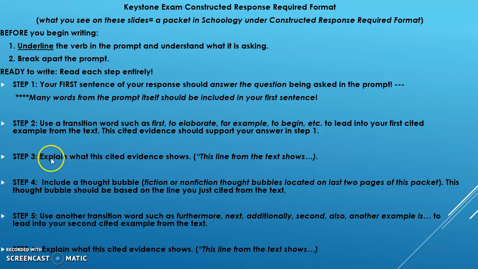Step 3, now I need to explain what the cited evidence shows. So in step 2, I literally cited from the text. Step 3, I'm literally going to write, this line from the text shows. Tell me what it shows. It shows how the character was feeling. It shows how the theme is being portrayed. It shows the tone. It shows the feelings of the character. You're literally going to write that: this line from the text shows.